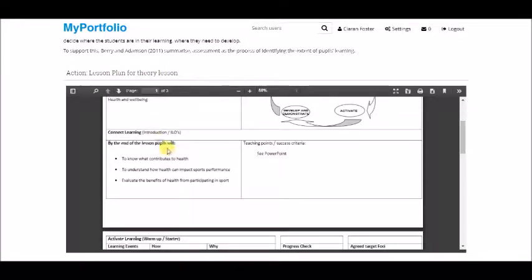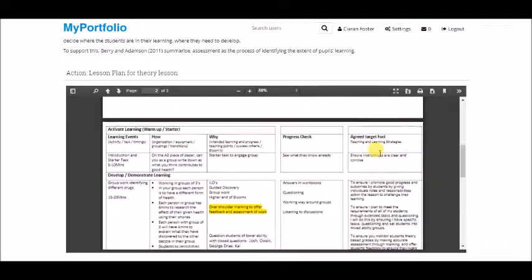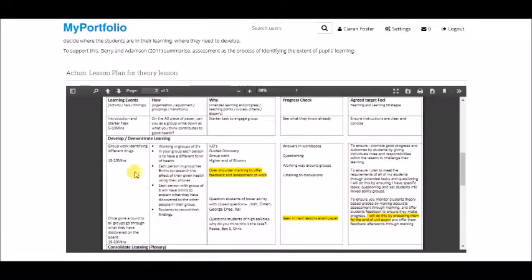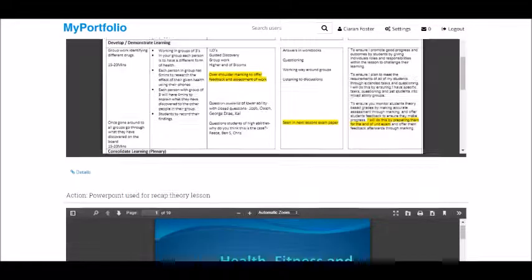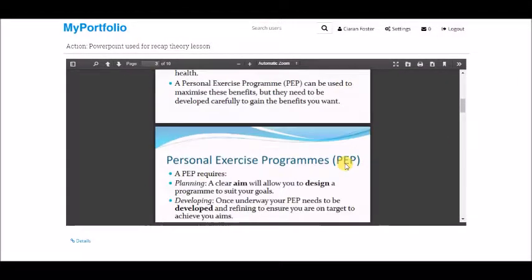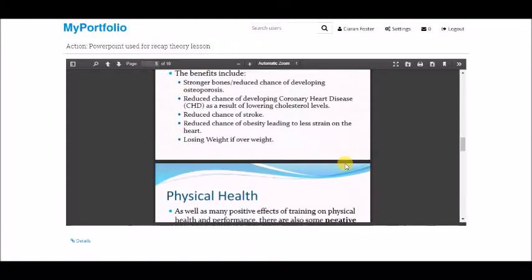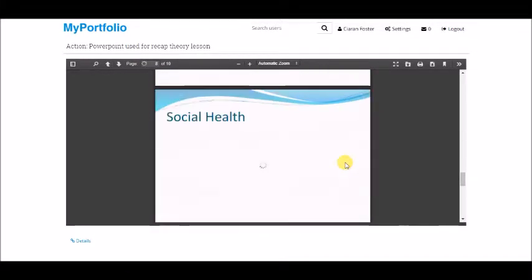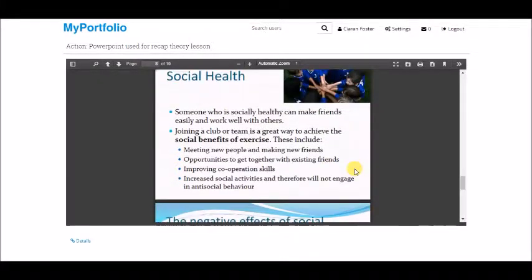The aims were to know what contributes to health, to understand how health can impact sport performance, and to evaluate the benefits of health from participating. As I said, it was a revision-based lesson, and I allowed them a bit of a guided discovery approach, working in groups of threes, looking at 3 components of health and well-being, which were physical, emotional, and social health.